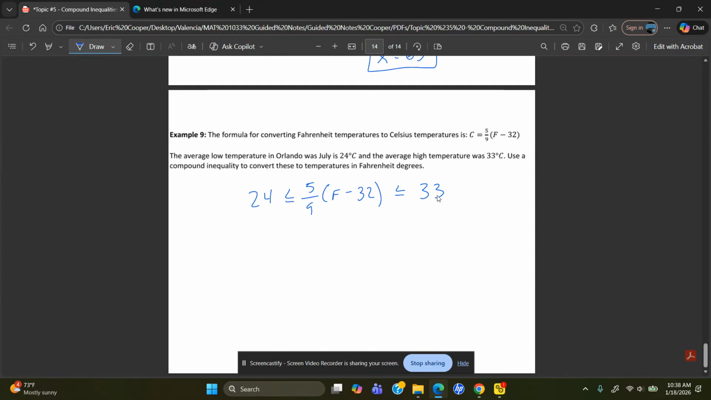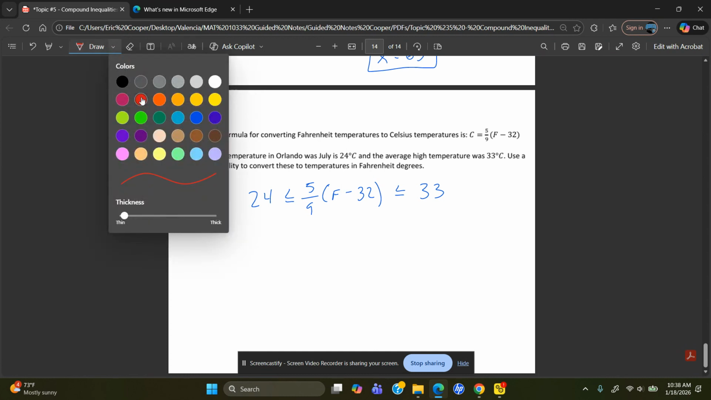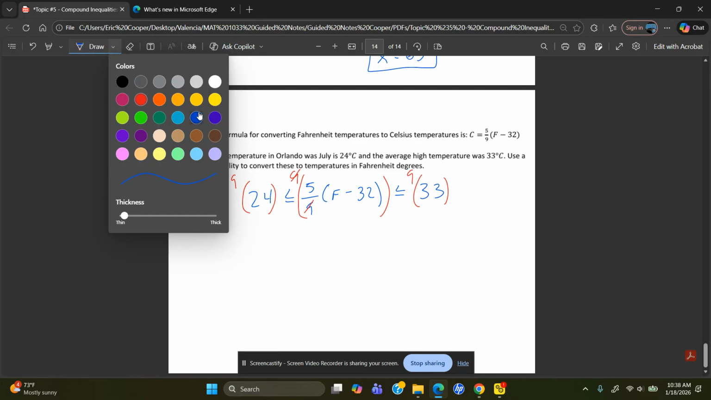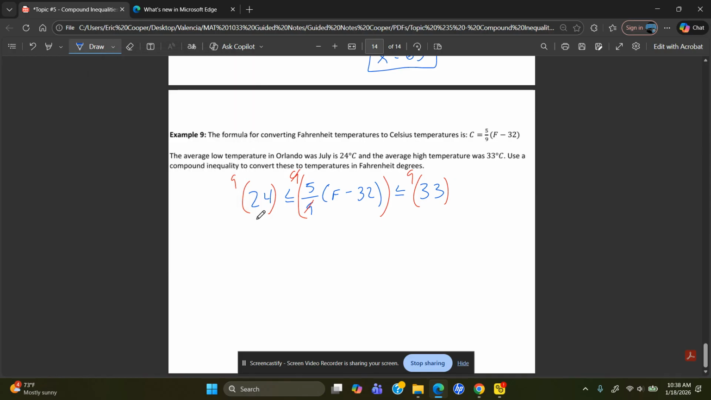So we're going to kind of unwind everything in the middle to get F by itself. The first thing we're going to do is get rid of this divided by 9 on the bottom. The opposite of dividing by 9 is to go through and multiply by 9. But whatever I do to the inside, I've got to do the same to the outside. As I do that, 9 times 24 gives me 216, which is less than or equal to, the 9 is gone. So now I have 5 times F minus 32, which is less than or equal to 9 times 33, which is 297.